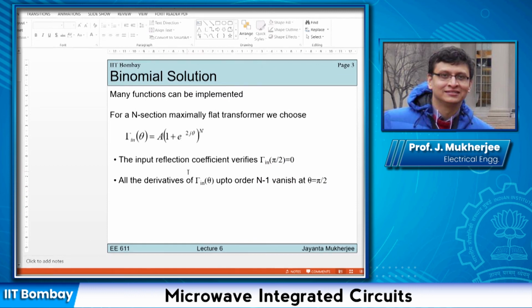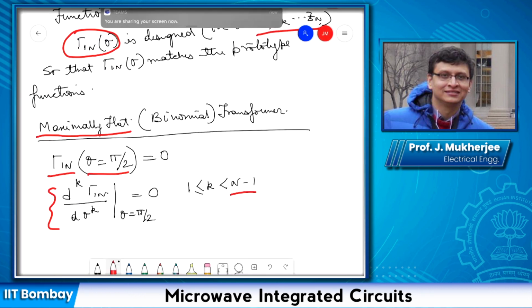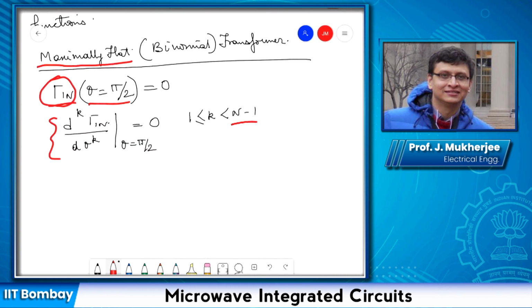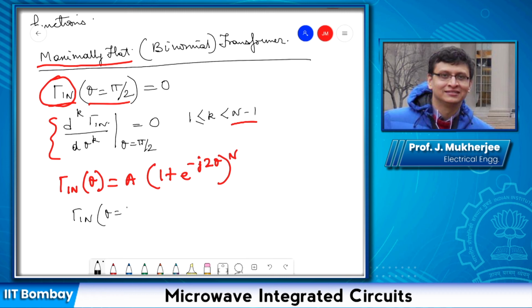Okay, so let's go back. So now the question is, what is the exact algebraic expression of this gamma in? The exact algebraic expression for gamma in for an nth order maximally flat binomial transformer is given by this expression. As you can see, for this transformer at theta equal to pi by 2, this value becomes 0, and so gamma in becomes equal to 0.